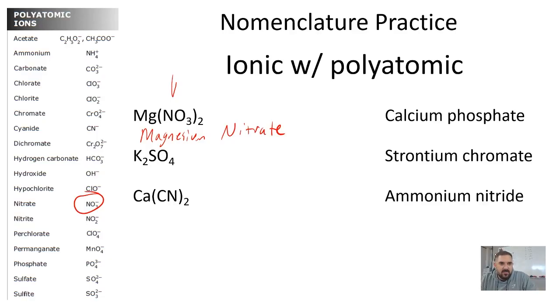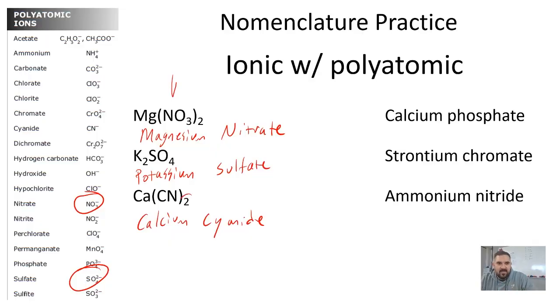So K2SO4, that's just going to be potassium. And then SO4 is sulfate. And the next one is going to be calcium cyanide. So again, when we're going from formula to name, the numbers don't matter here, and we don't change names on polyatomic ions. For the next one, here we have calcium and phosphate.